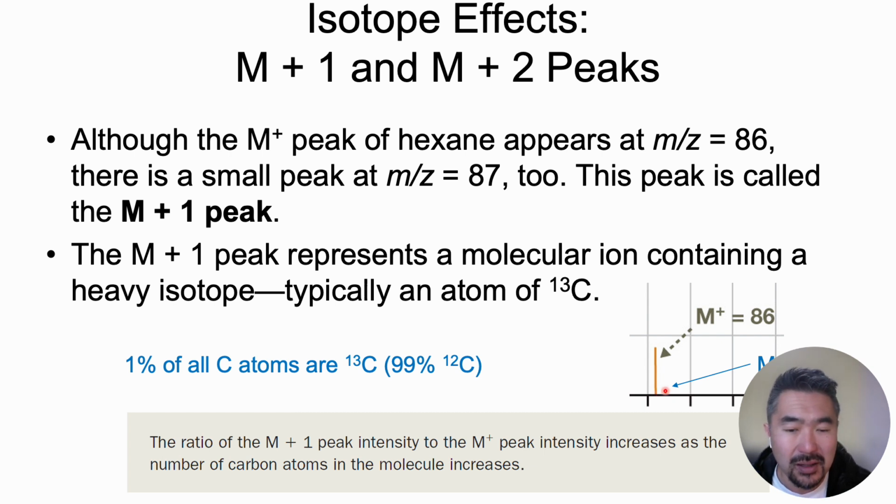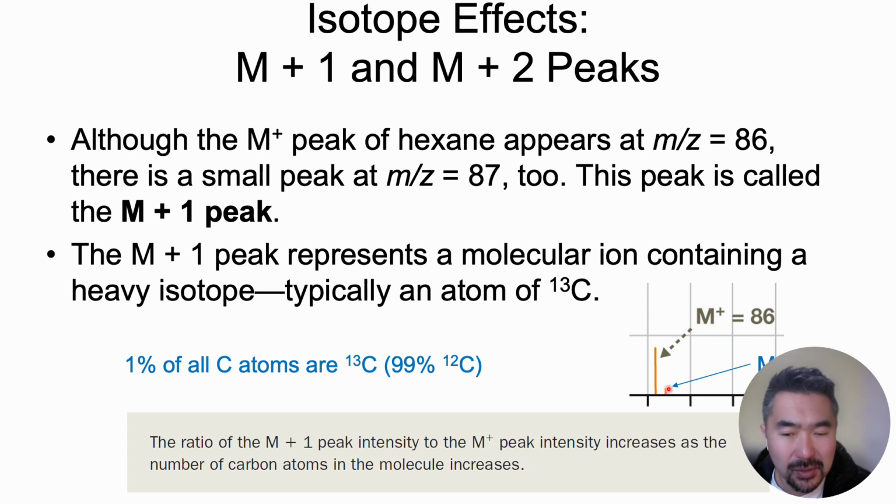And so for that reason, this is about 6% of the height of the parent peak, because of 6 carbons. That's a rough math that's useful to know.